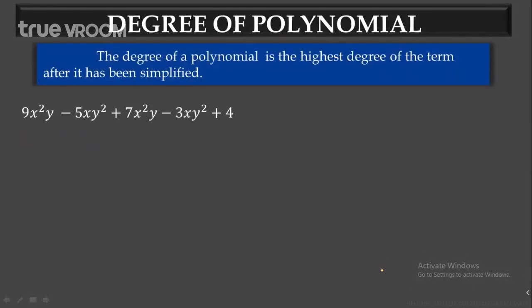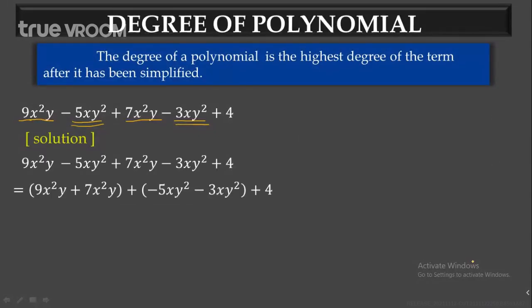Okay, how about if the given polynomial is not simplified? So you need to simplify first. Look at the given polynomial. We have 9x squared y minus 5xy squared plus 7x squared y minus 3xy squared plus 4. So if you have noticed, we have similar terms. 9x squared y, 7x squared y, and these are similar terms as well because they have the same variable, they have the same exponent. Meaning we need to simplify this first before you get the degree of the polynomial.